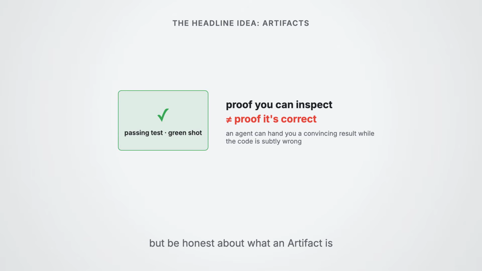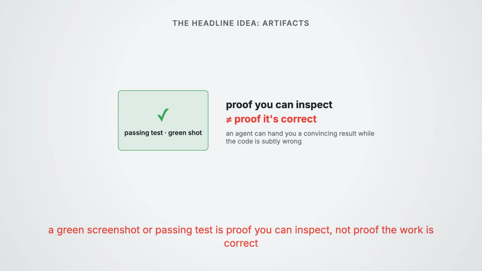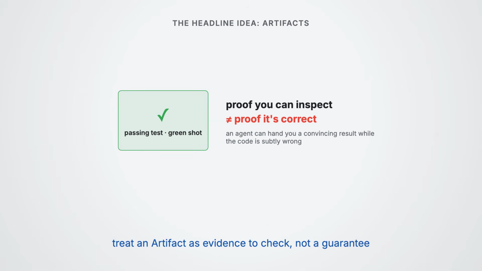But be honest about what an artifact is. A green screenshot or a passing test is proof you can inspect. It is not proof the work is correct. An agent can hand you a convincing result while the code is subtly wrong. So treat an artifact as evidence to check, not a guarantee.